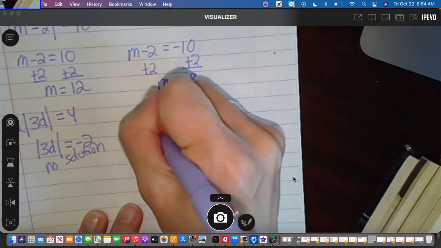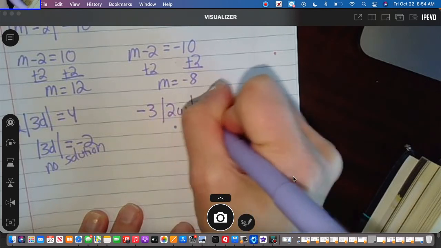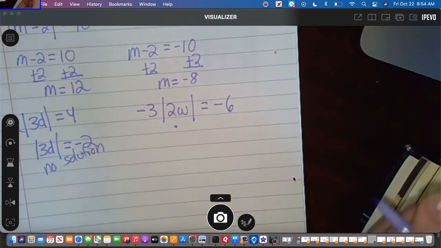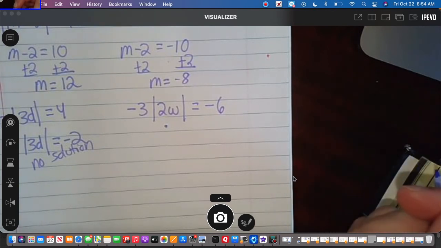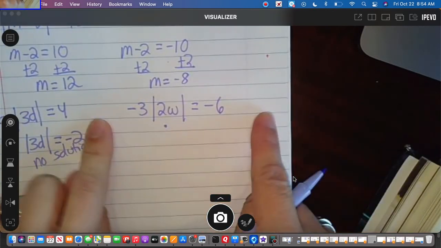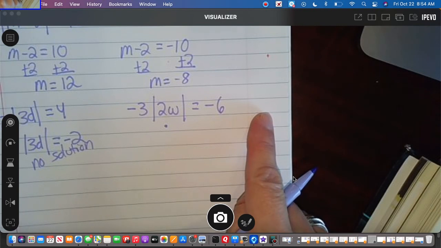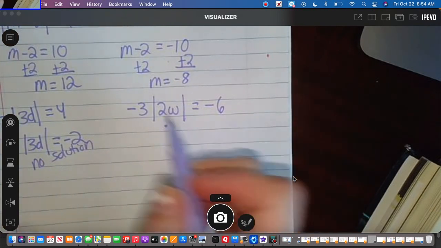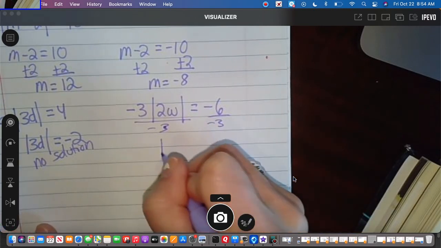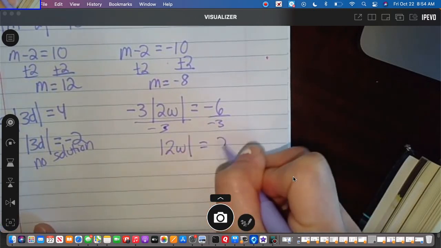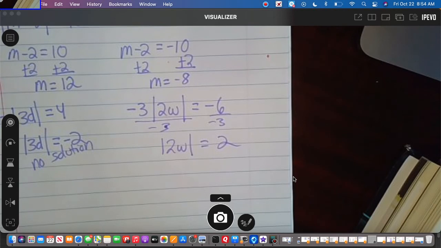Girls, are y'all paying attention? -3 times the absolute value of 2w equals -6. Now, we're going to divide and see what happens. I can't make a decision yet until the absolute value is by itself. So what happens when I divide by that -3? It's a positive 2. We get a +2. So can I solve this one? Yes, I can.